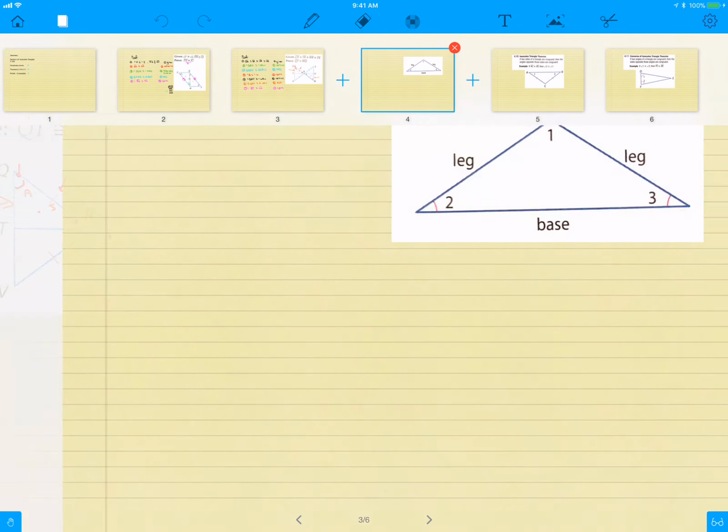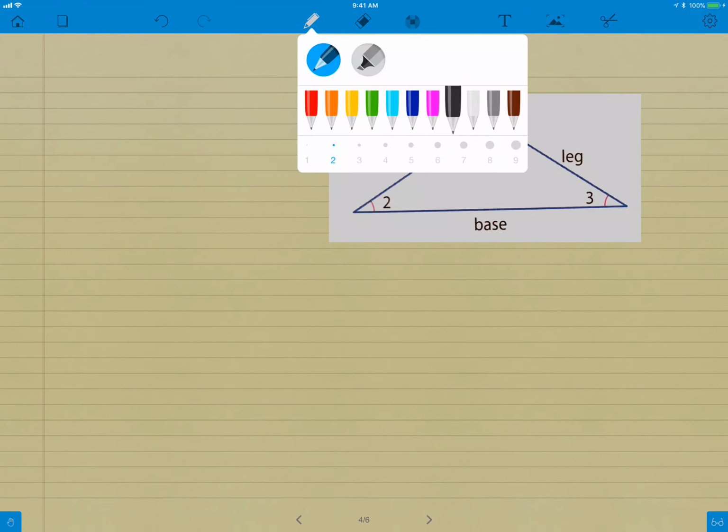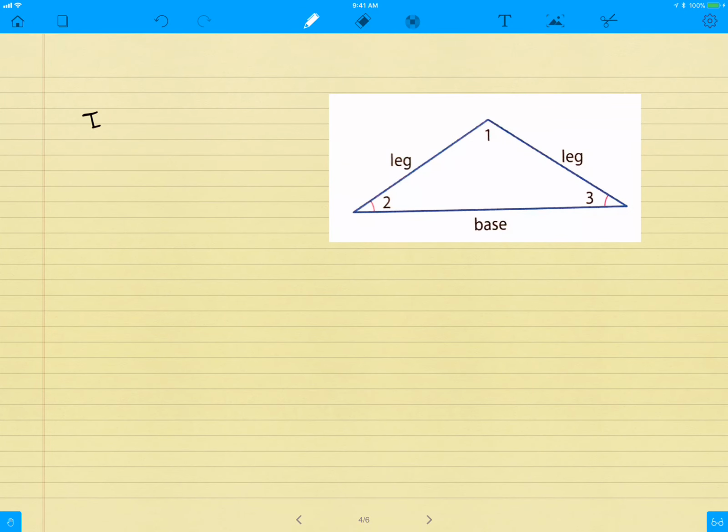Okay, the next thing I want to talk about is some vocab terms before we move on to some of the new theorems today. On this particular picture, what we're looking at is an isosceles triangle. Let me write down the word isosceles. So, isosceles triangles. Now, again, the definition of an isosceles triangle is where 2 sides are congruent. They're equal, right?